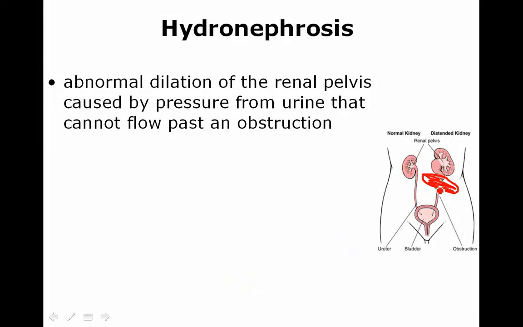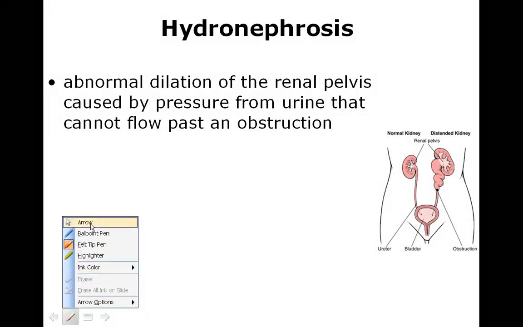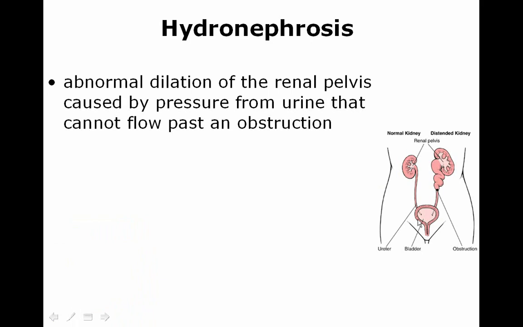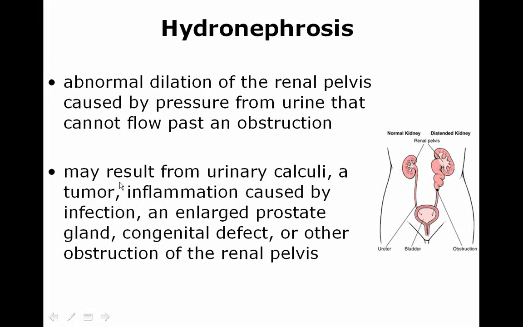And it really may not be real obvious when the person develops hydronephrosis if the other kidney is normal and functioning normally. In fact, this patient, who had the cancerous tumor that put the pressure on the ureter, had the hydronephrosis of the kidney for so long that the kidney eventually stopped functioning. Because the person had a normally functioning kidney, they didn't even realize that the other kidney had stopped functioning. So it may result from urinary calculi, from a tumor.